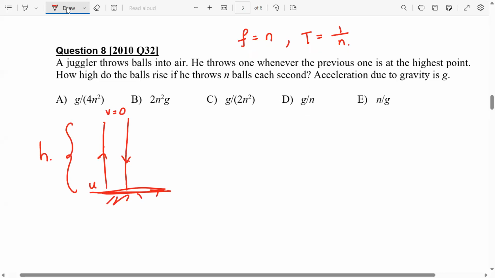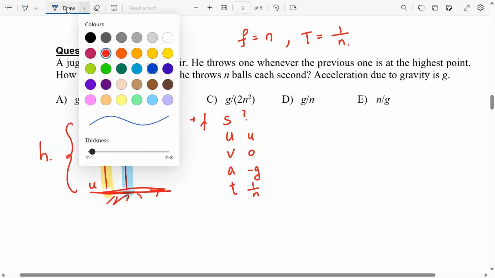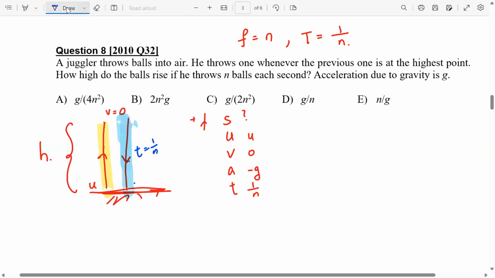Now of all the 4 formulas, you'll realize that if I look at this portion, I will actually get SUVAT. Now let this be U, this is 0, taking outwards positive. Here will be negative G. Time is going to be 1 over n. I need to find this. But of all the 4 kinematics formulas, each one has U. And it's actually going to be complicated to do this. So it's going to be easier if we look at the downwards component. Now the downwards component, the time taken will be the same as the time it takes to go up. Okay, the time taken to come down is the same as the time it takes to go up.